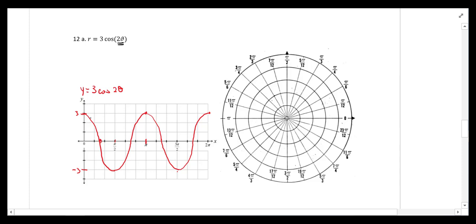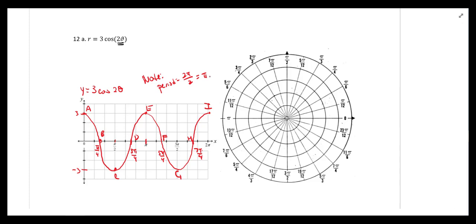And if you're curious, let me call these points A, B, and by the way, that's pi over 4. C, and this is 3 pi over 4. D, E, F, which would be 5 pi over 4. G, 7 pi over 4. H, and then letter I. All right. So remember here, note the period of our graph was cut in half. It's pi.